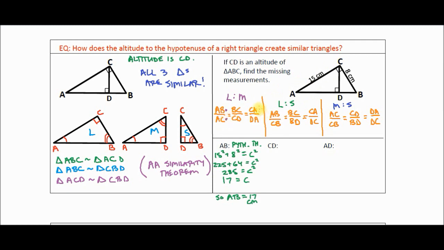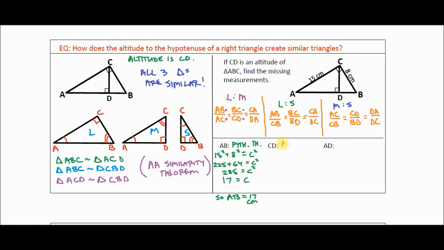Okay. I'm looking for CD, which is right here. And I also know what CB is. So take a look. I just found my two ratios that I can use to find the length of CD. There's probably another one in here somewhere that you can use, but we found it in the first two. So let's write these down.